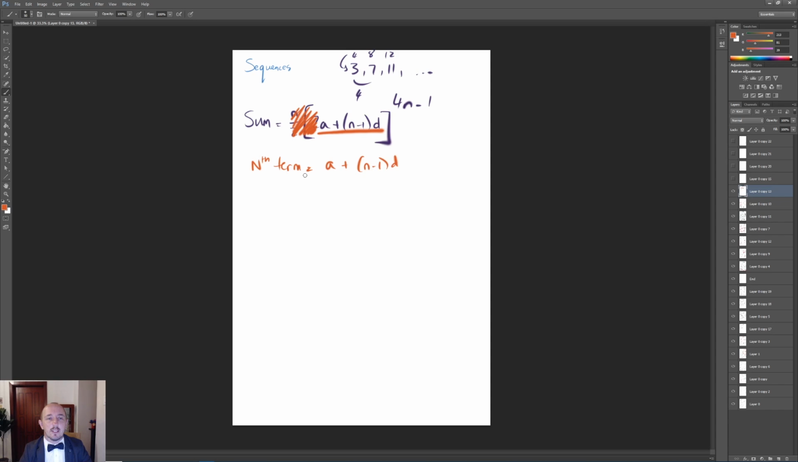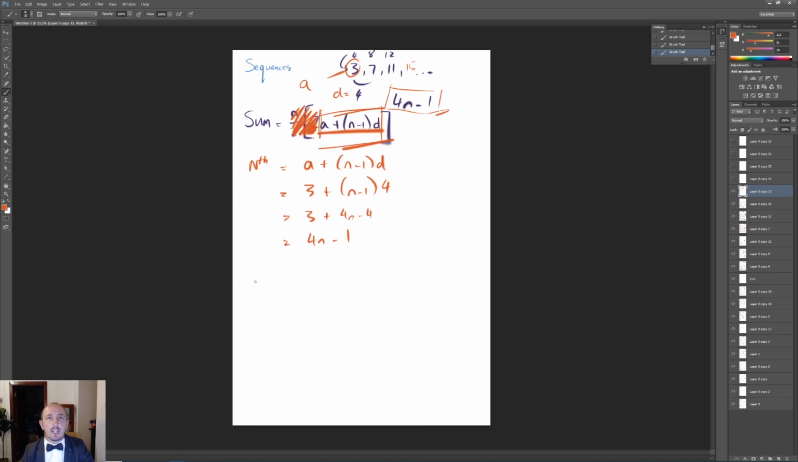So what that does is that tells us any position. If I choose the third position or the fifth position, that will tell me what that number actually is. So let's check that using our original example. A, which is the first term, so the first term is a, 3, plus n minus 1 lots of d. D is the difference between each number, so we're going to multiply that by 4. So we get 3 plus 4n minus 4, which gives us 4n minus 1.